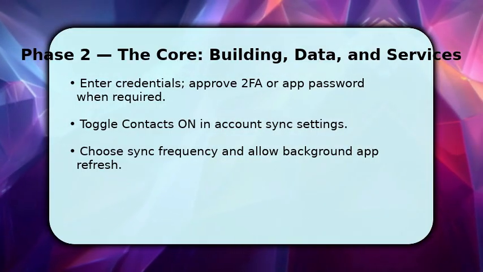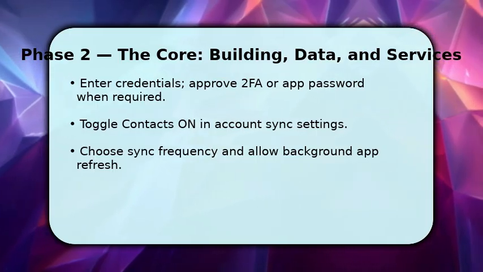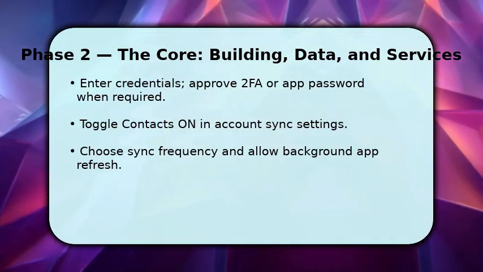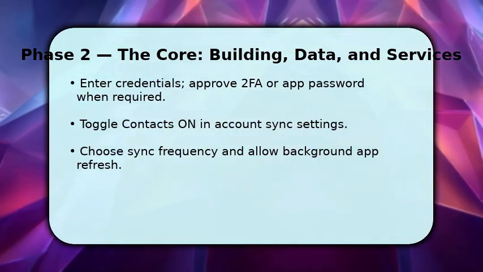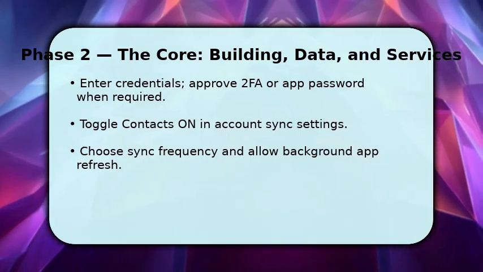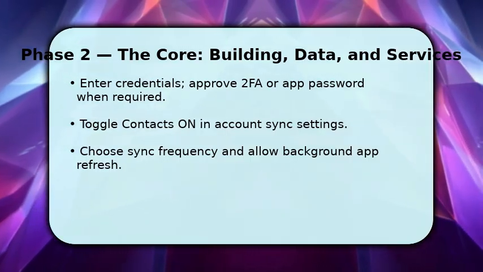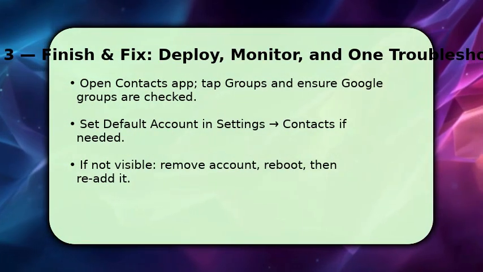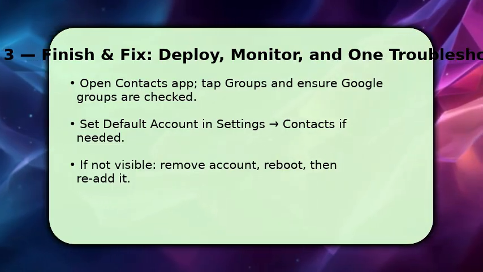Make sure background app refresh and fetch settings allow timely sync. Otherwise, Contacts update only when you open the app. This step links Google's contact database to the iPhone Contact Store, so enable Contacts explicitly to start syncing. Finish by opening the Contacts app and tapping Groups to verify your Google lists are visible. Make sure they are checked.